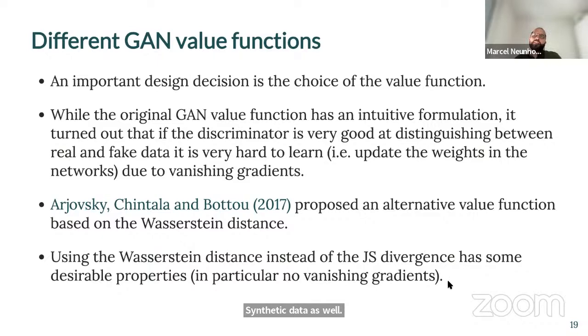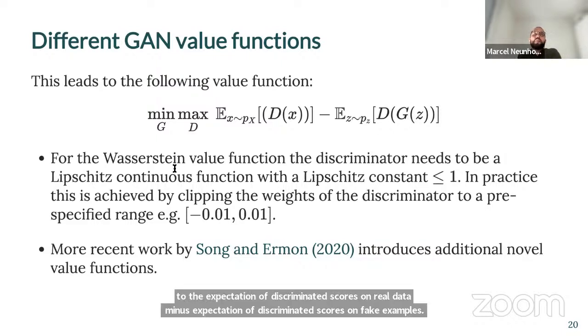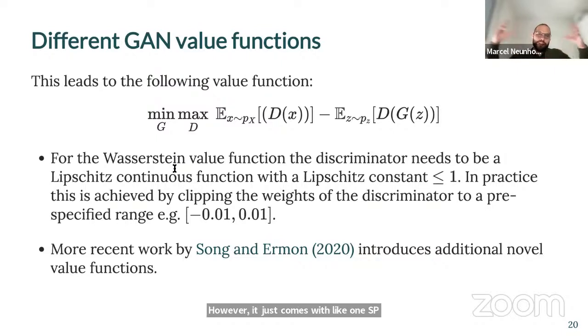And so basically, this leads to the following value function. It's a lot simpler even than the original one. Remember, before we had the expectation of the log of the discriminator scores plus the expectation of the log of 1 minus the discriminator scores on generated samples. And now, if you use the Wasserstein distance here, this reduces to the expectation of discriminator scores on real data minus the expectation of discriminator scores on fake examples. However, as we work on real-valued discriminator output now, this comes with a downside, namely that the discriminator needs to be a Lipschitz continuous function with a Lipschitz constant smaller than or equal to 1.